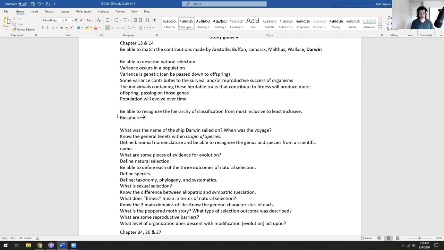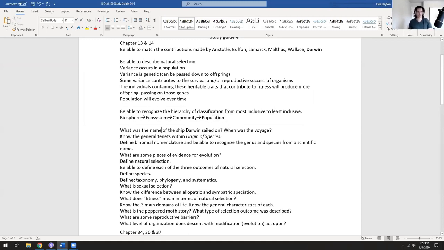A little bit less inclusive would be an ecosystem. A little bit less inclusive would be a community, which is going to contain various populations or various species, and then we've got a population. When we're talking about ecology, this is as far as I'd probably go. So population, that's going to be a population of organisms that all share a species.